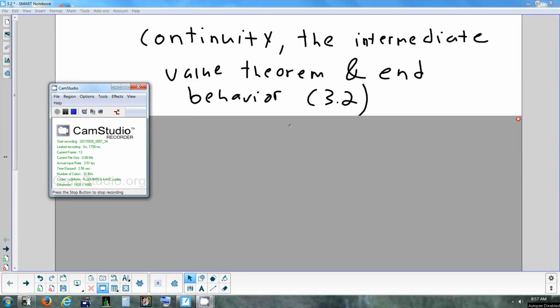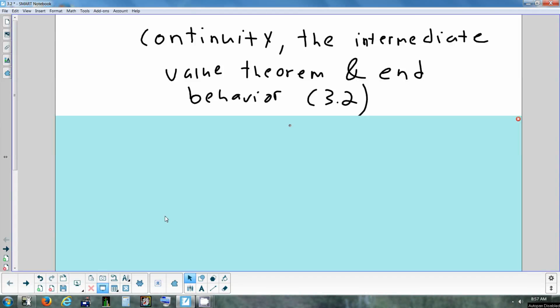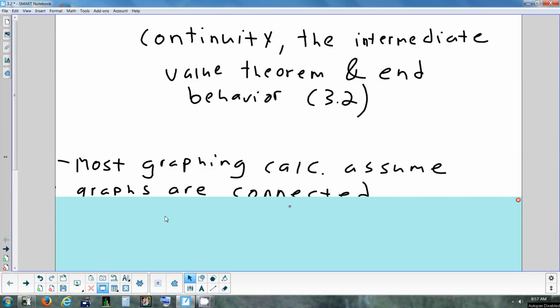Okay, so we'll finish up today with section 3.2. We're going to talk about three separate things in this section: continuity, end behavior, and what's called the intermediate value theorem. Okay, and there's a relationship between them. We'll kind of see that as we go.